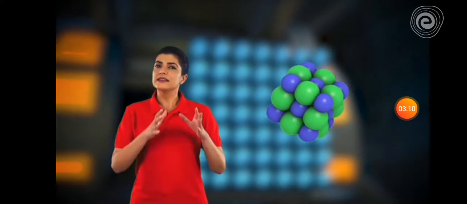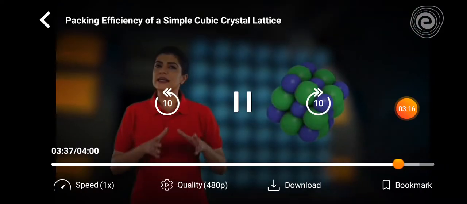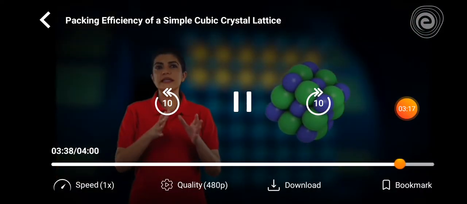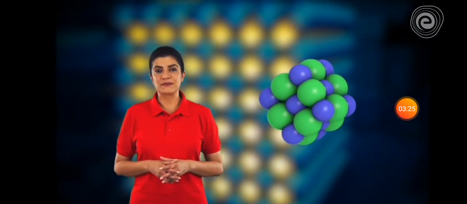In whatever way the constituent particles are packed, there is always some free space. However, the packing efficiency of the simple cubic lattice is not the maximum.